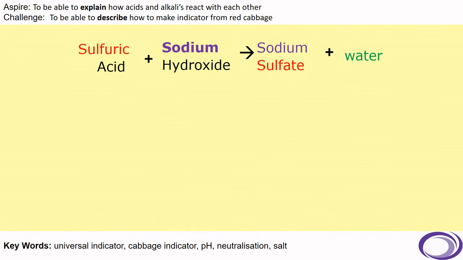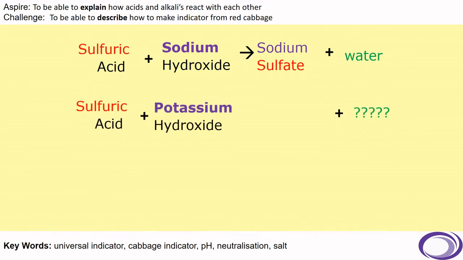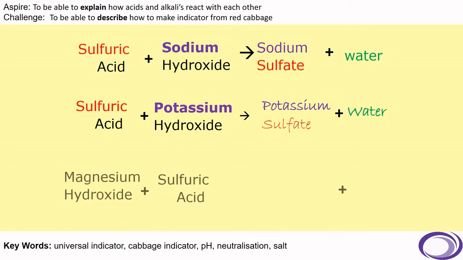So let's have a look at another example. If I was to react sulfuric acid with potassium hydroxide, I would form potassium sulfate and water. Potassium again coming from the alkali, and again sulfate coming from the acid. Let's have a look at one more example. You may be able to do this one with me. If I was to react magnesium hydroxide with sulfuric acid, I would get magnesium sulfate and water.